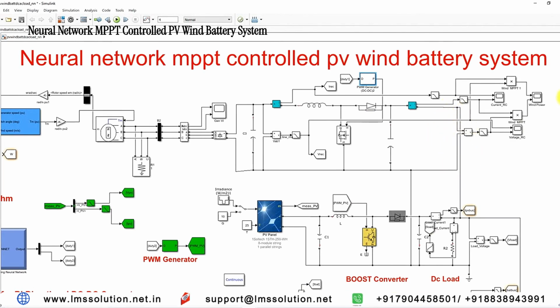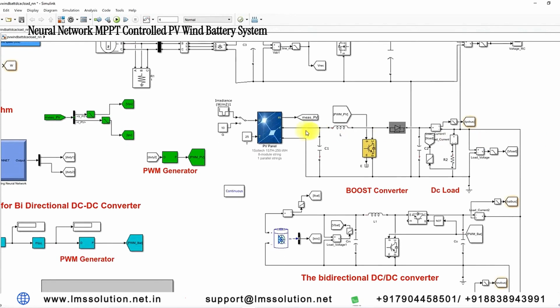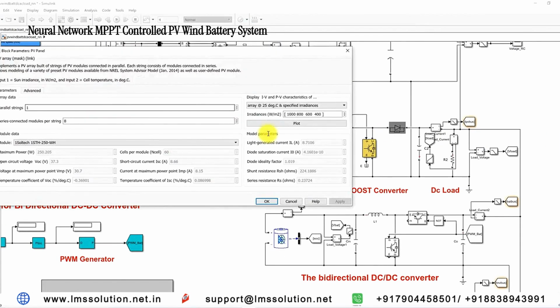Next, let us look at the solar PV system. This is the PV panel, rated at 2 kilowatts. When you open it, we can see that the number of parallel strings is equal to 1 and the number of series modules per string is 8, and the single panel is rated at 250 watts. And then you can see the different parameters like open circuit voltage, short circuit current, voltage at maximum power point, and current at maximum power point.